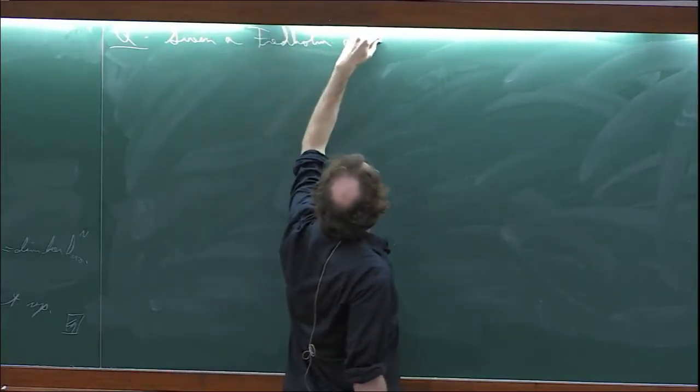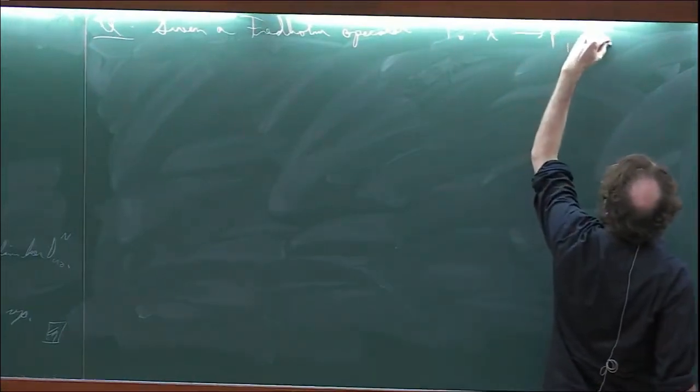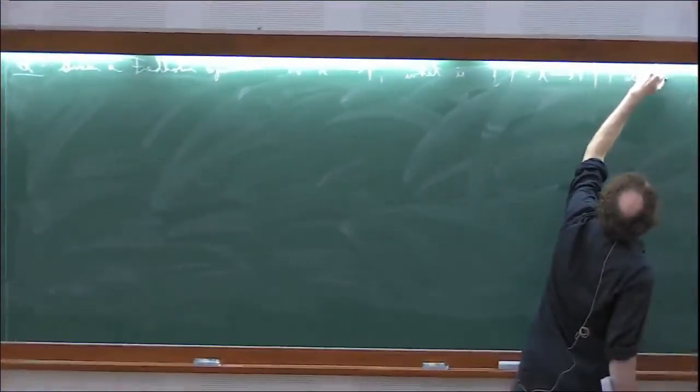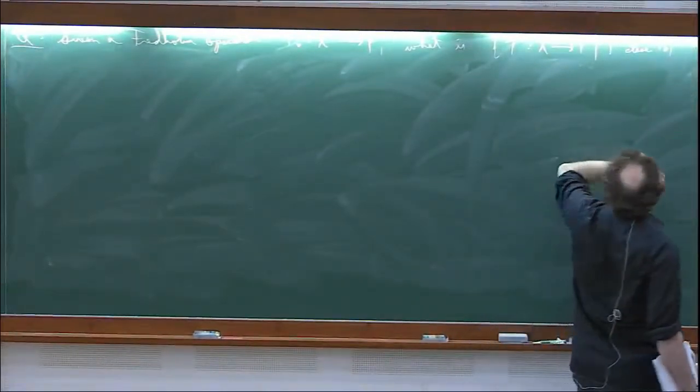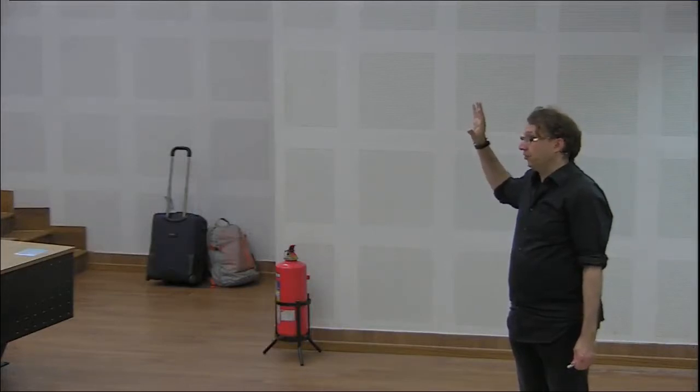So I will ask, given a Fredholm operator T naught from X to Y, just a pair of Banach spaces, what is the set of nearby Fredholm operators T close to T naught, such that the kernel of T has the same dimension as that of T naught? If I were in finite dimensions, I would be asking the question, given a matrix with some particular rank, what does the set of all nearby matrices with the same rank look like? The answer is that that's a manifold of a dimension that depends on the rank. And that's also true in infinite dimensions.